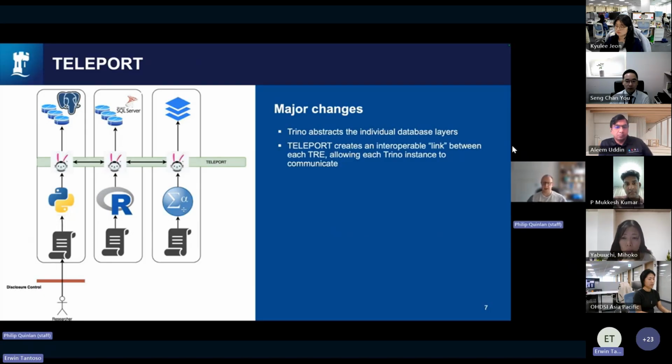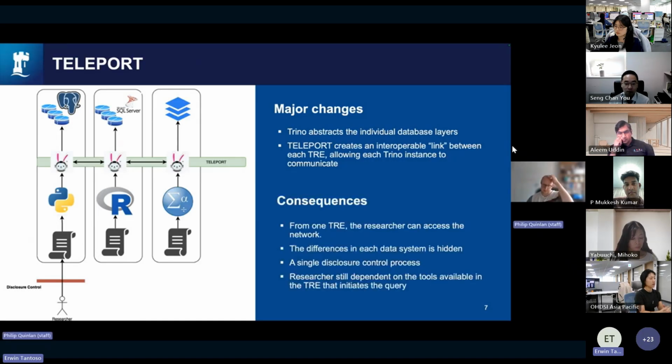So the major change here is we're abstracting that database layer. From a researcher's point of view, they interact with a Polystore, Trino, and this complexity or the differences that are in each location is hidden to the researcher. So they can write code once, they write their script, it runs on Python, and they can access multiple TREs, and their code can work with TREs that have different databases. This also creates that interoperable mesh that I talked about between the TREs. Therefore, the researcher gets a benefit.